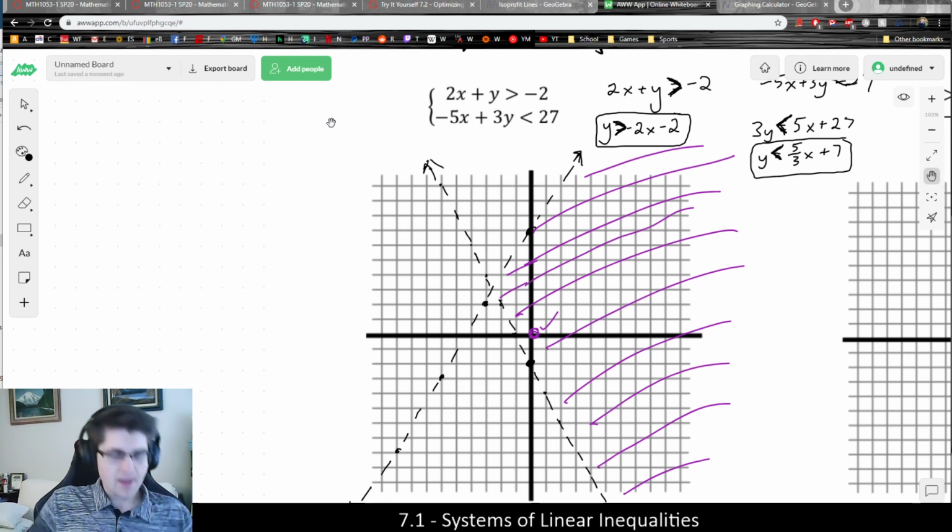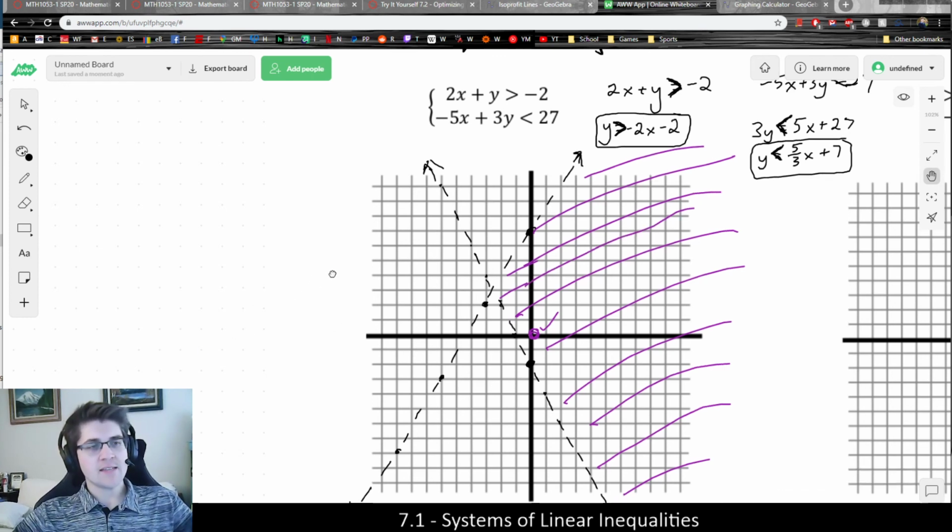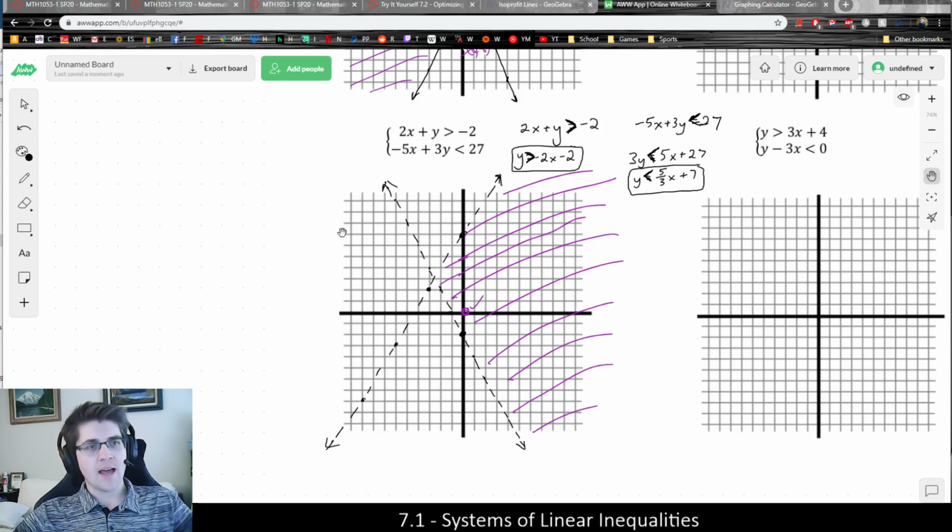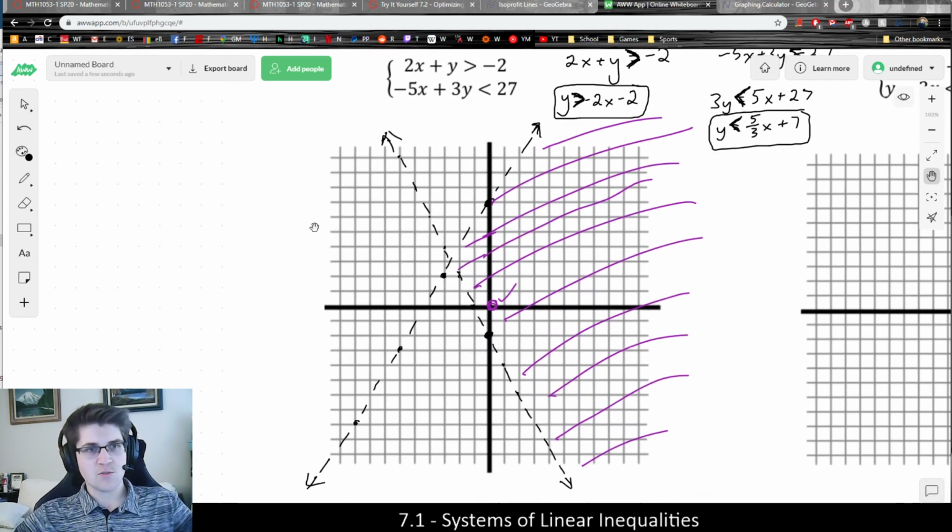Anyways, that wraps up how we graph systems of inequalities. And in the next section, we're going to do very, very different things, but ultimately we're going to come back to this exact math, and we'll see how this is useful in a few of the examples.